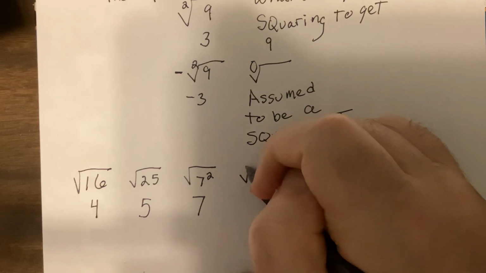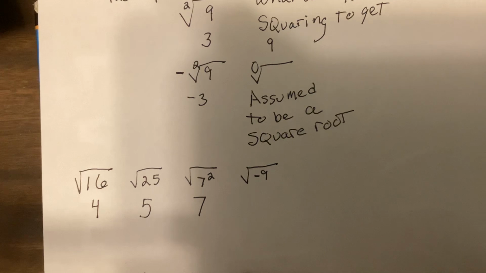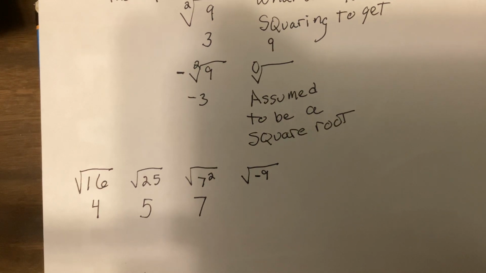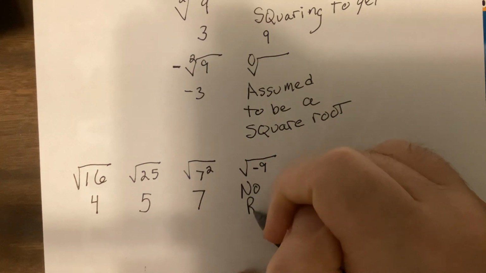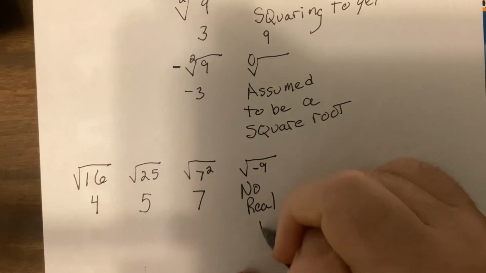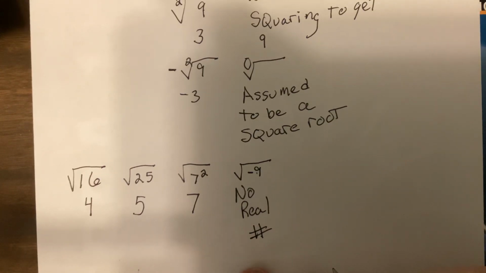Now here's a tricky one, the square root of negative 9. Well, you can't take a square root of a negative, because whenever you square a real number, it has to be positive or 0. So this would be no real number. Can't take the square root of a negative.